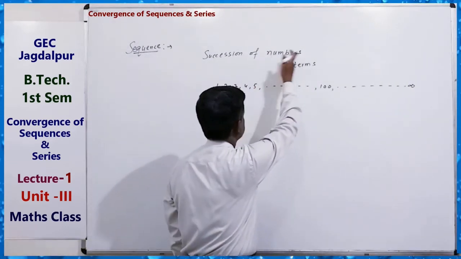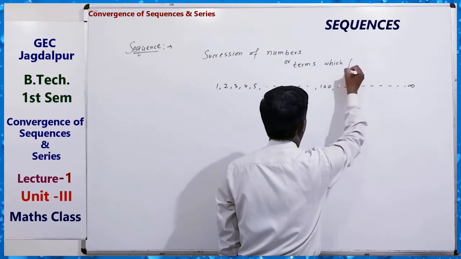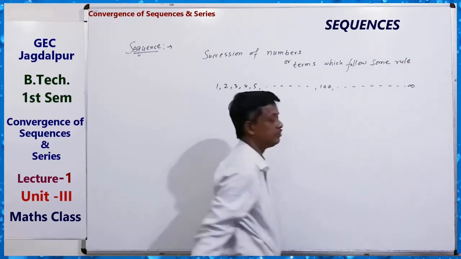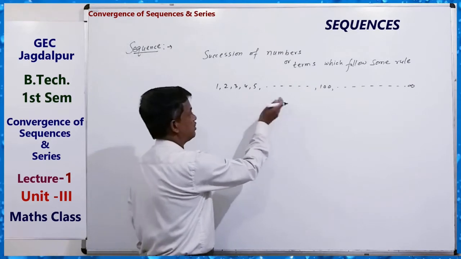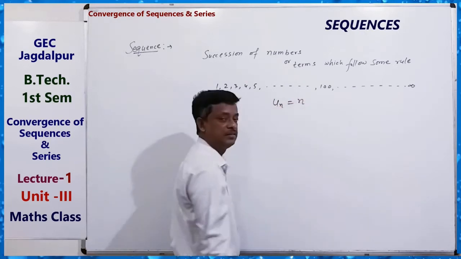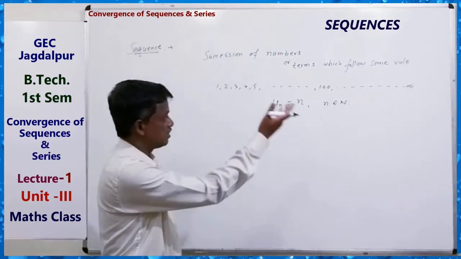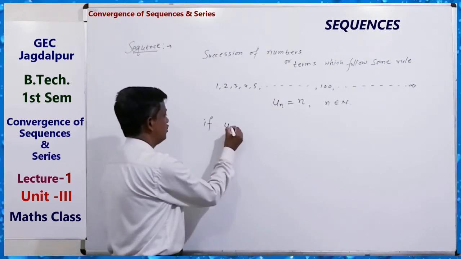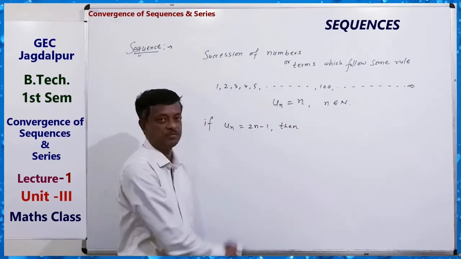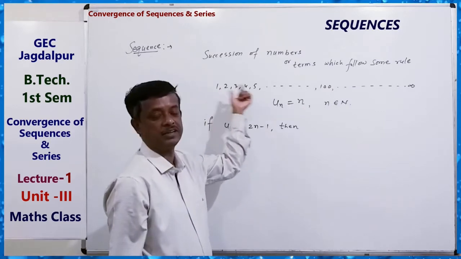So a sequence is a succession of numbers or terms which follow some rule. Here, what is the term of the sequence? That is un, where n belongs to the natural numbers 1, 2, 3, 4 and so on. If un equals, suppose, 2n minus 1, then un means the nth term of the sequence. Just putting n equals 1, you can get the first element, second element, third element and so on.